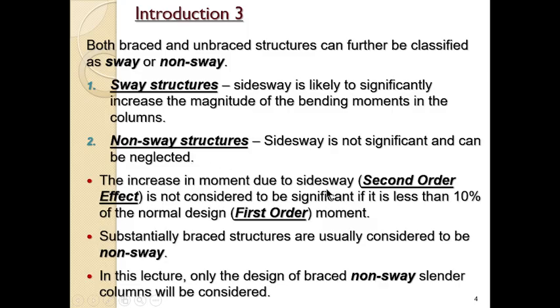The increase in moment due to side sway is called the second order effect, and it is considered to be significant if it is up to 10% of the first order moment, which is the original moment on the column. Substantially braced structures are usually considered to be non-sway. So in this lecture, we are going to consider the design of braced non-sway slender columns. We will not consider other columns, only braced non-sway columns.